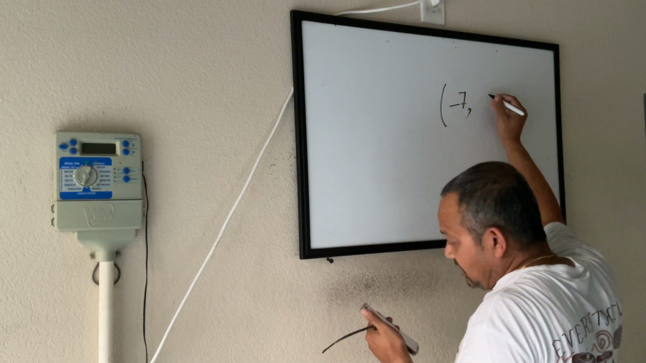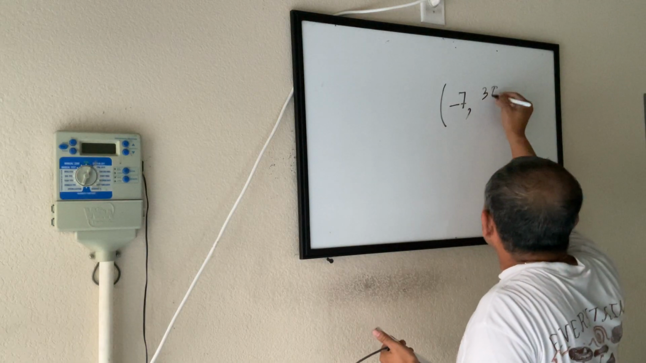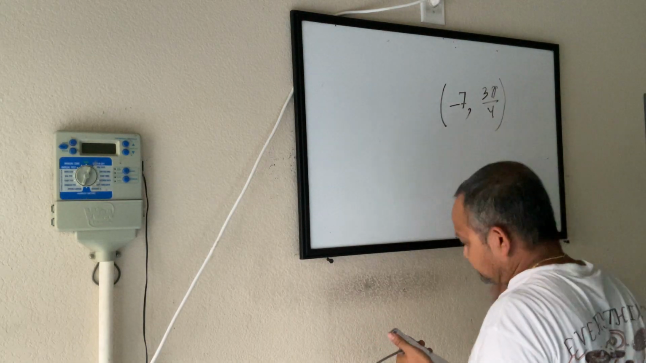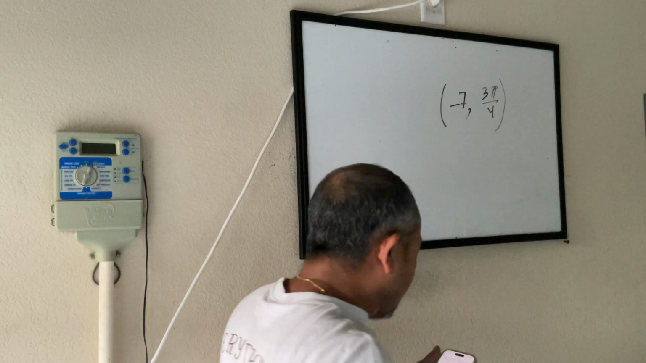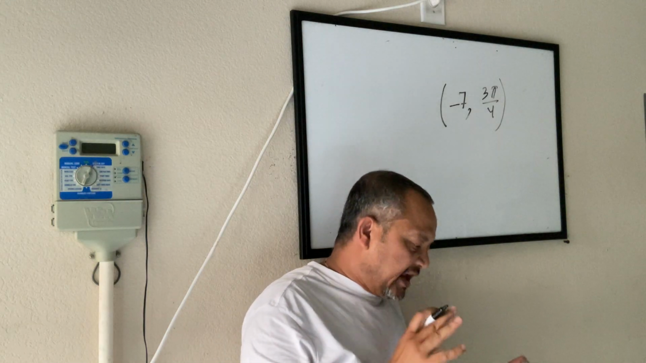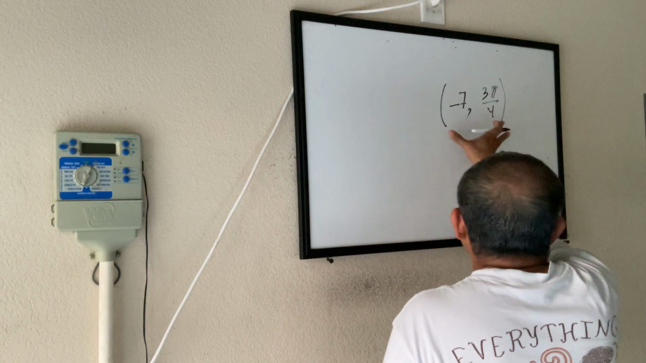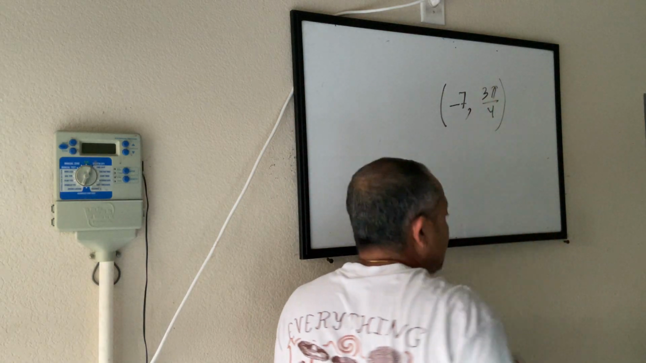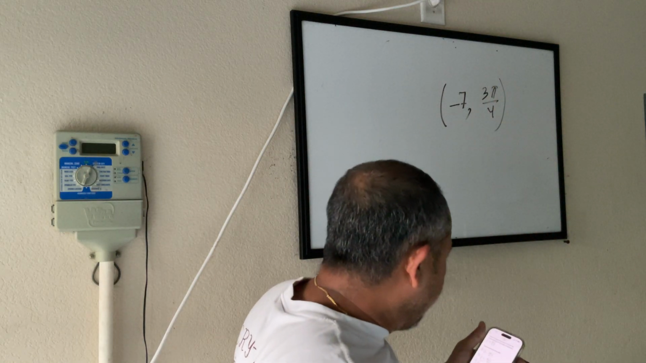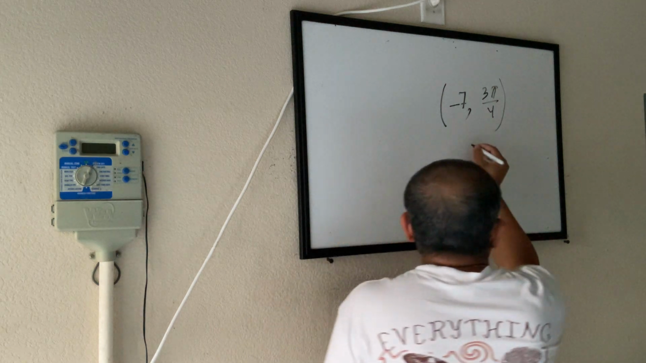-7, comma, 3 pi over 4. Select all the equivalent ways to name the same location as the polar coordinates. So this is a polar coordinate, -7, comma 3 pi over 4. And then the options given to us are this.